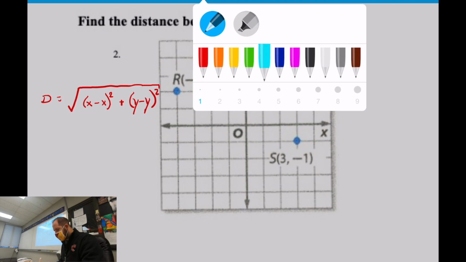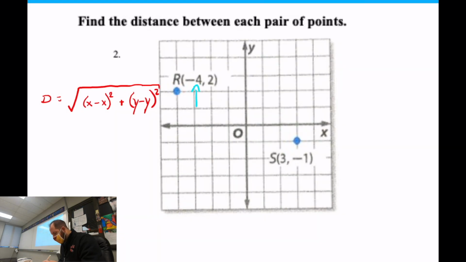-4 and 3. Yeah, it's the -4 and the 3. You're absolutely right, it's the ones in the front, right? They're in alphabetical order. That's why they're called ordered pairs. X, Y, alphabetical order, X, Y, Z, right? So the X's are the front numbers.